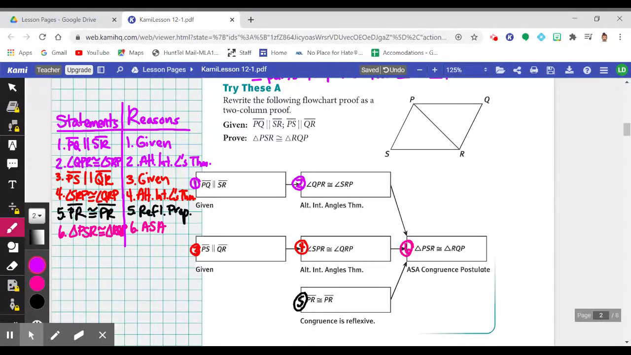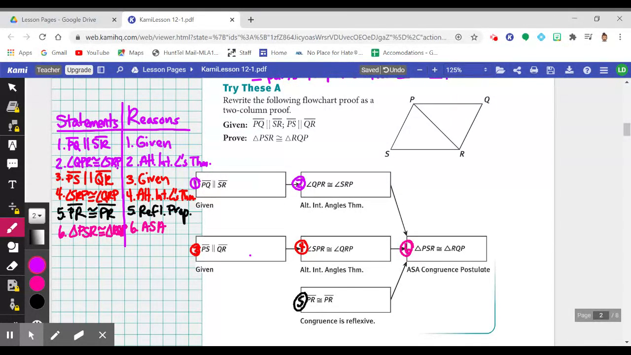Okay, hopefully you've taken a second to complete this, just taking this flowchart proof and writing it as a 2-column proof. I tried to use some color coding here to give you an idea. So these 2 statements are connected. So yes, sometimes we can list the first 2 givens at the beginning of our proof, but it makes more sense that once we make this statement, PQ is parallel to SR because of given, the next statement we should make in our proof is what that does.